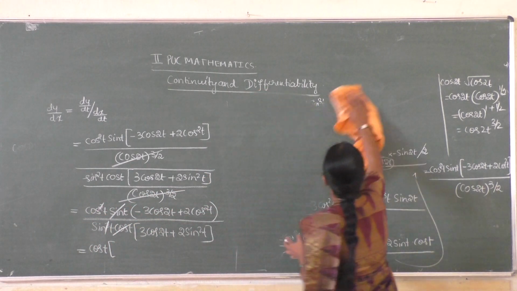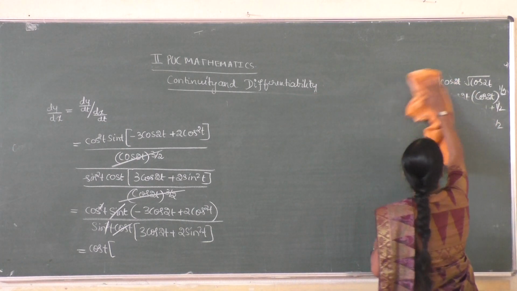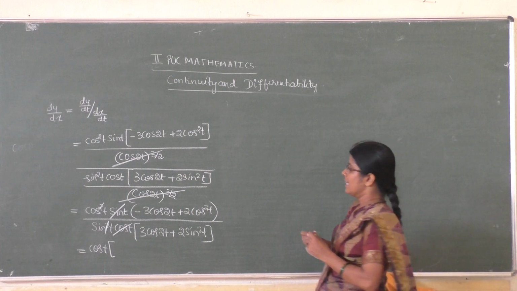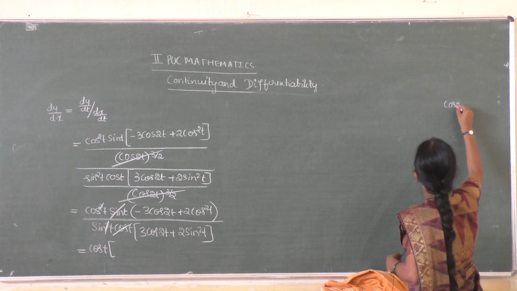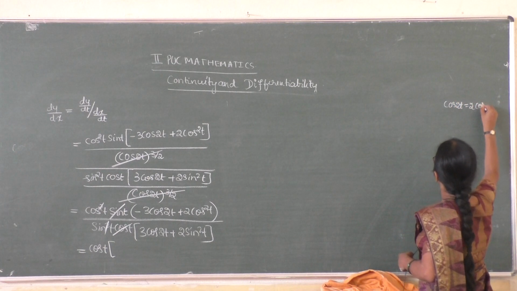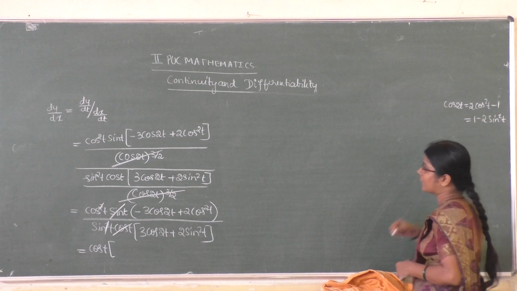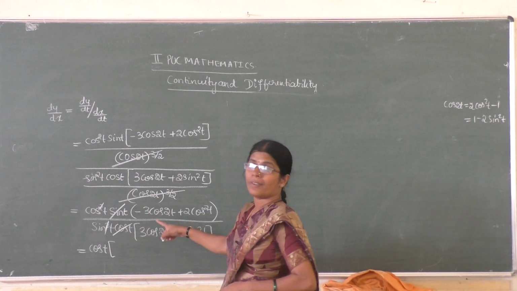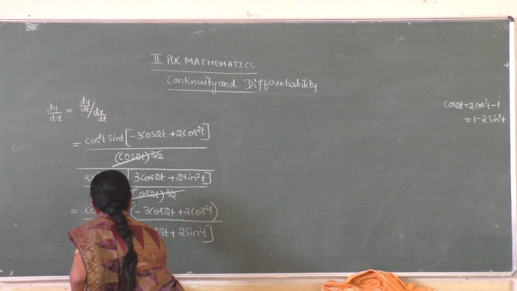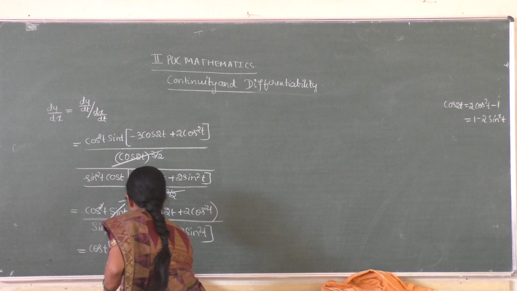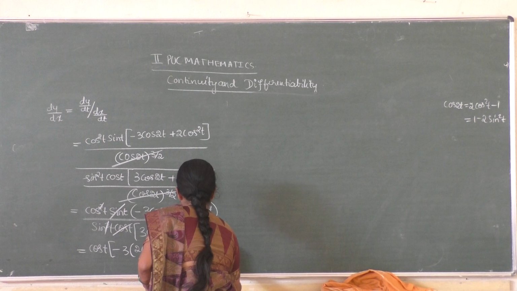For cos 2 theta we have different formulas, one is 2 cos square theta minus 1, correct? So cos 2t is equal to 2 cos square t minus 1, and also we have 1 minus 2 sin square t. So now here we use 2 cos square t minus 1 because already we have cos t here. So minus 3 into 2 cos square t minus 1 plus 2 cos square t.